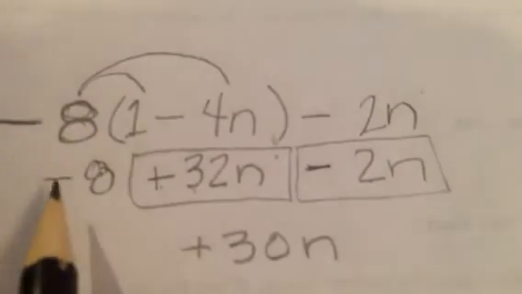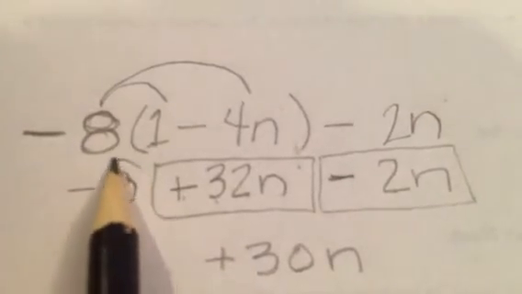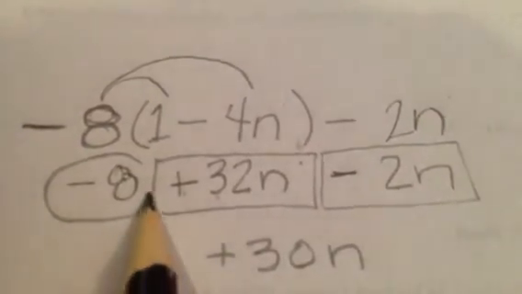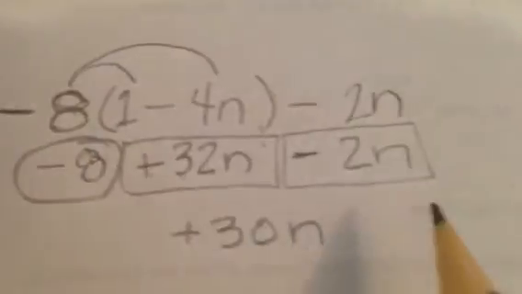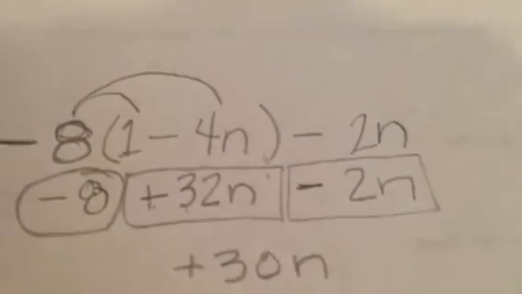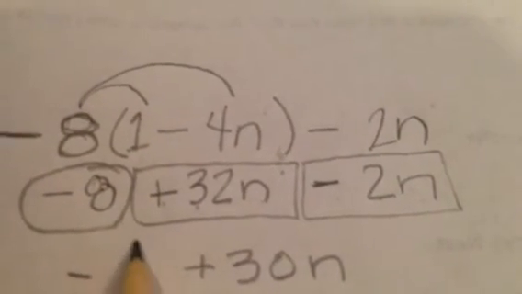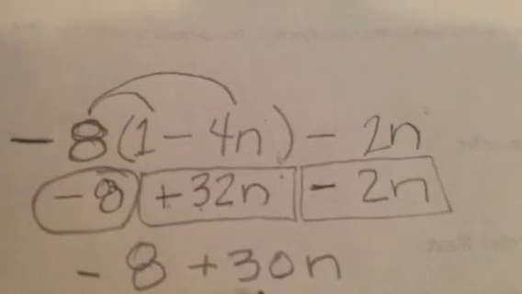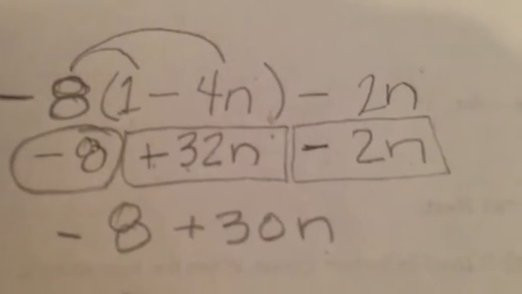Okay, I still have this constant over here. This one's by itself, so I'm going to circle it. Do we have any other constants? No. So this negative 8 stays out in front all by itself. Negative 8 plus 30n, and that is your answer on this problem.